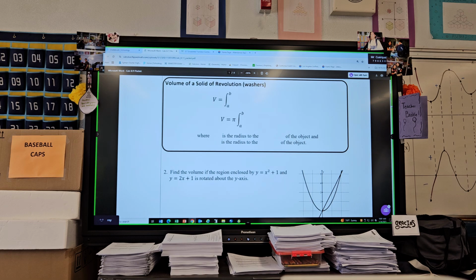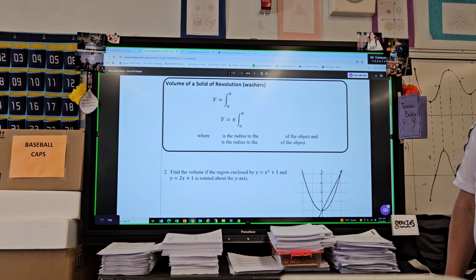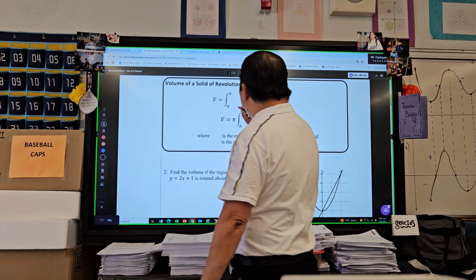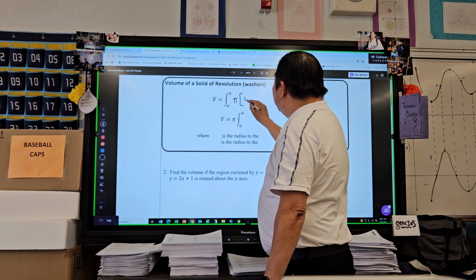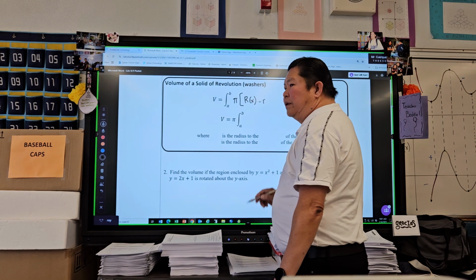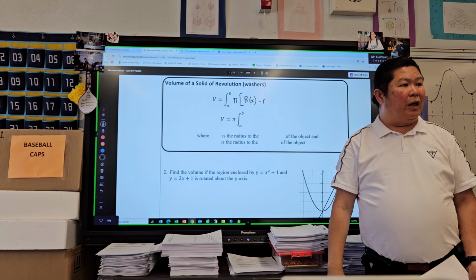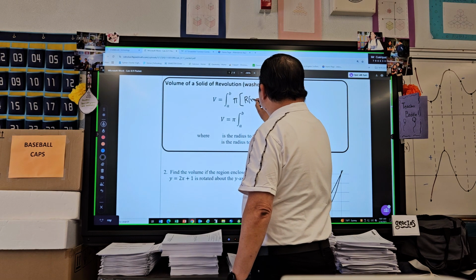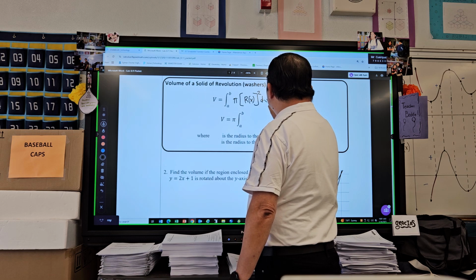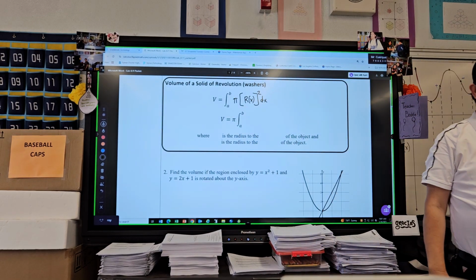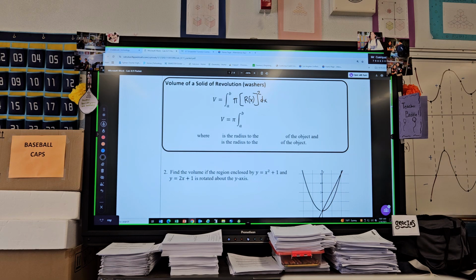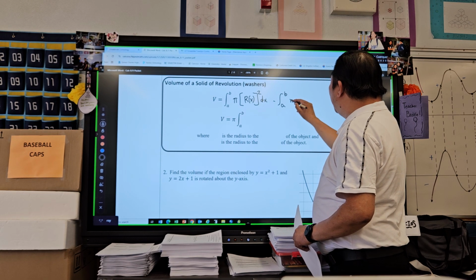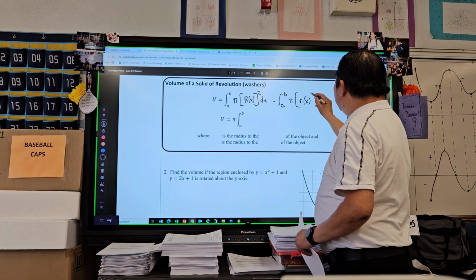So the volume of a solid of revolution, or the washer method, is: volume is equal to pi, the integral from a to b, of capital R of x, the big R, minus the small r of x, squared dx. Or we just say R of x squared dx, and then minus the integral from a to b, and then pi, and you have r of x squared dx.